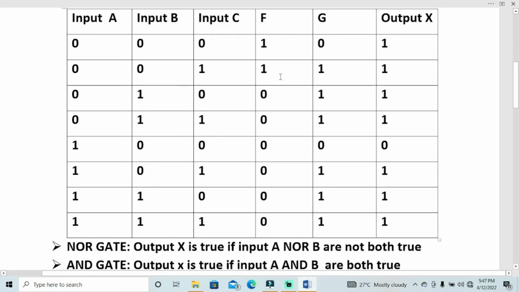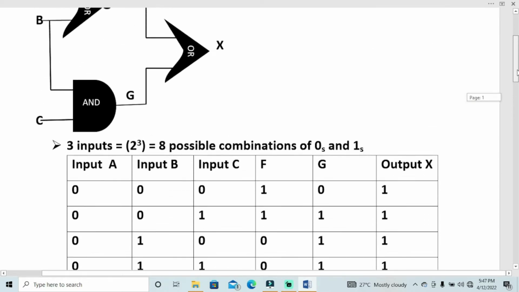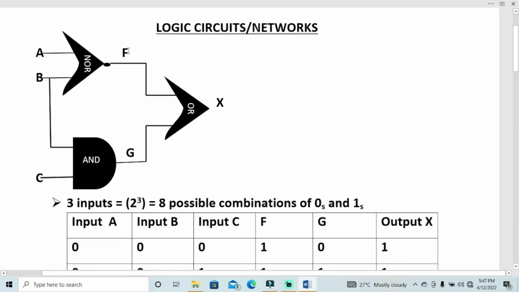That's how we find F. F will be 1 1 0 0 0 0 0 0. And then of course that's the first step we are going to use to get the output F.